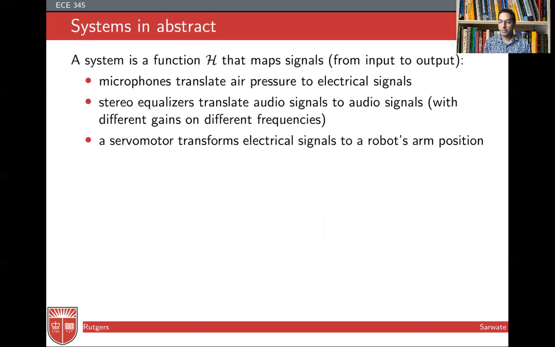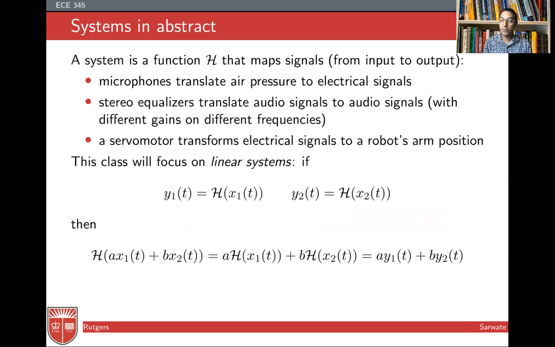And so looking at some of the examples of technologies we saw before, a microphone translates air pressure into electrical signals. That's a system. Stereo equalizers translate audio signals into audio signals with different gains on different frequencies. And the servo motor transforms electrical signals to a robot's arm position.